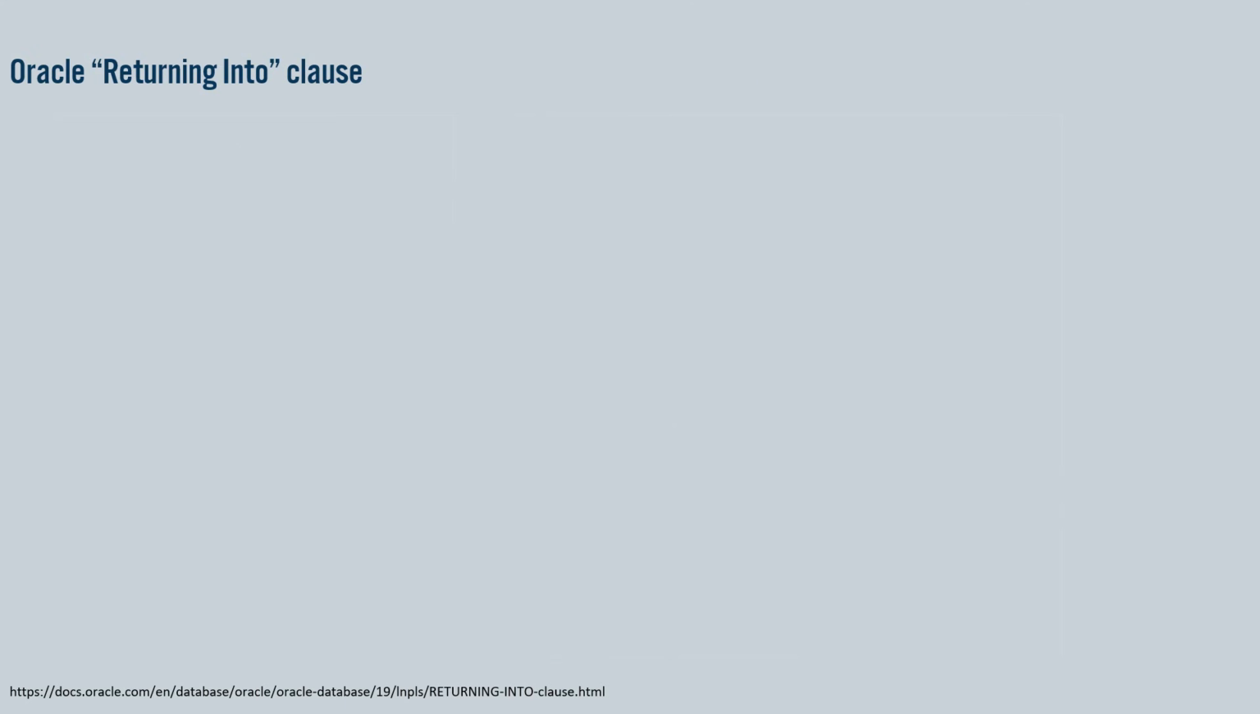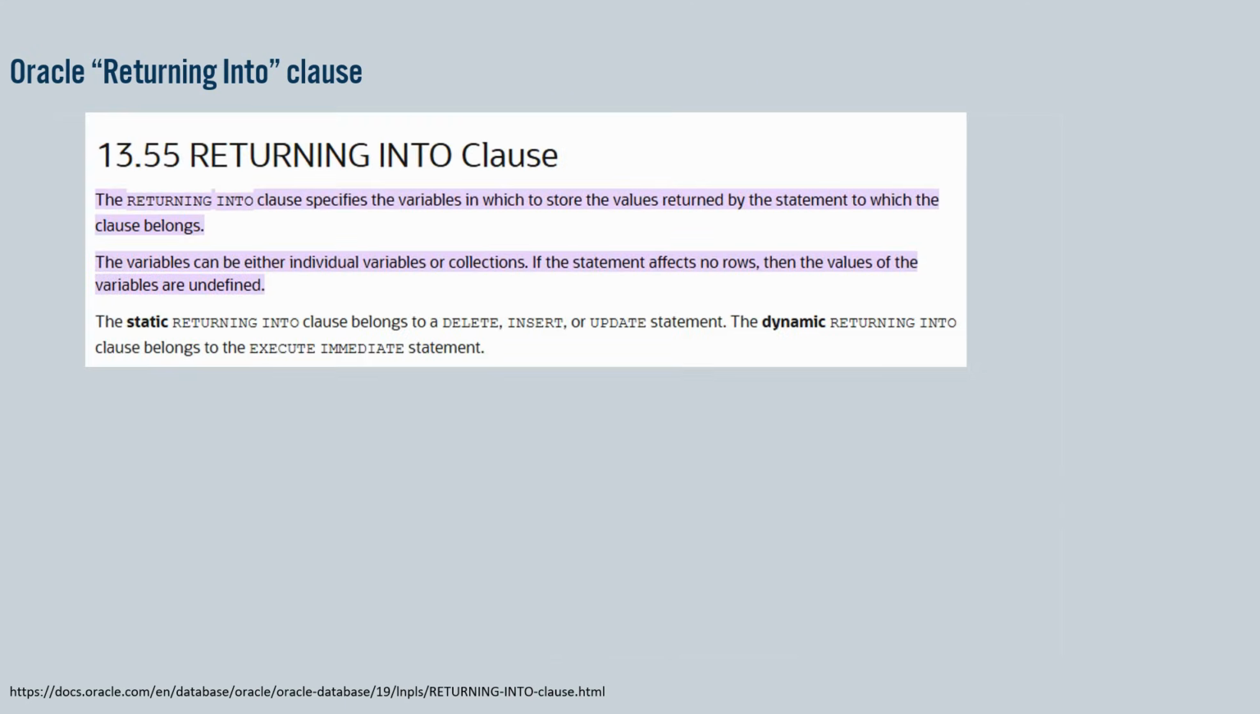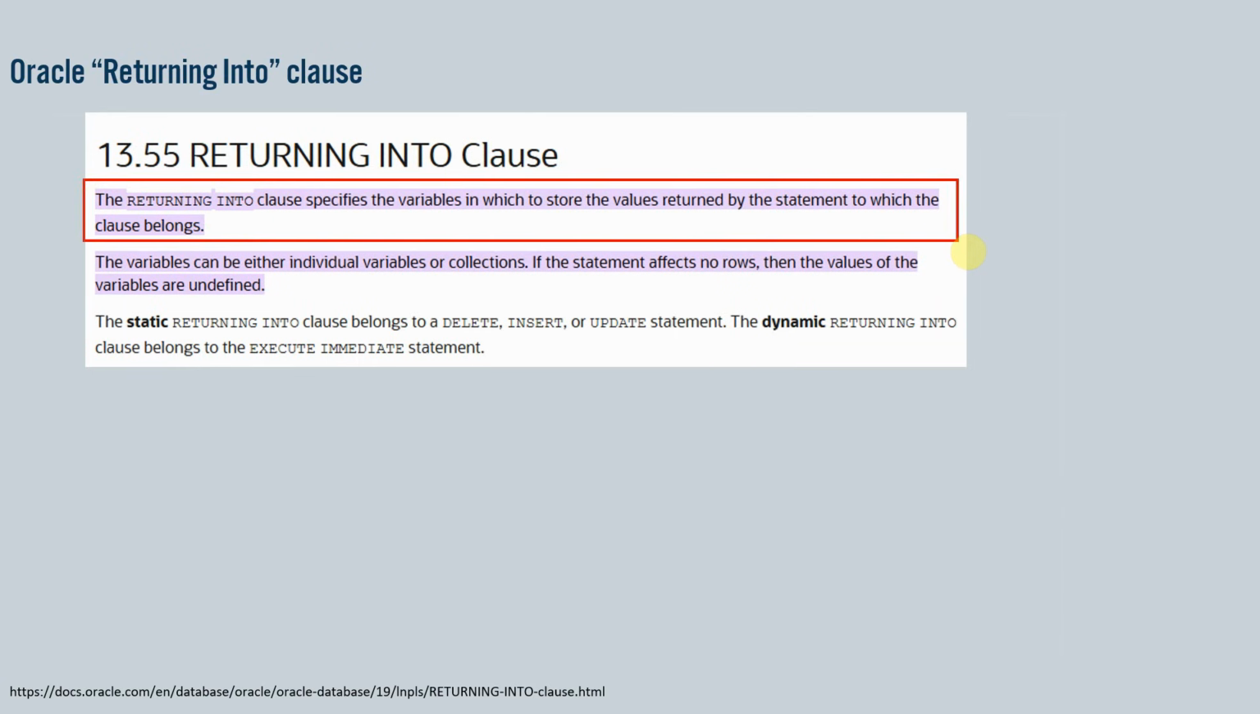But before that, let me quickly take you through the Oracle documentation. So here is the snippet from Oracle documentation. As you can see here, the returning into clause specifies the variable in which to store the values returned by the statement to which the clause belongs. Basically, as part of the DML statement, we can use the returning into clause. So the data, whatever is affected by the DML statement like insert, update, delete, all that information we can automatically return into the variable specified as part of this returning into clause.